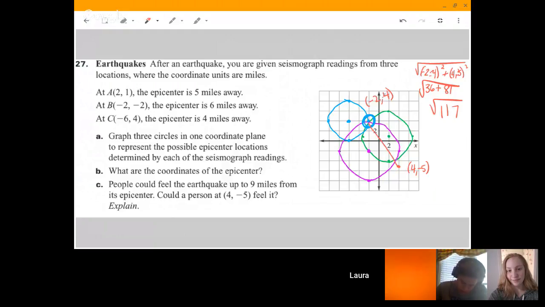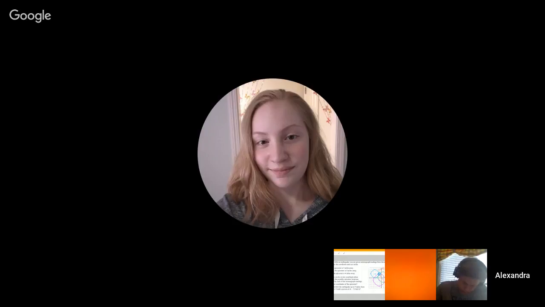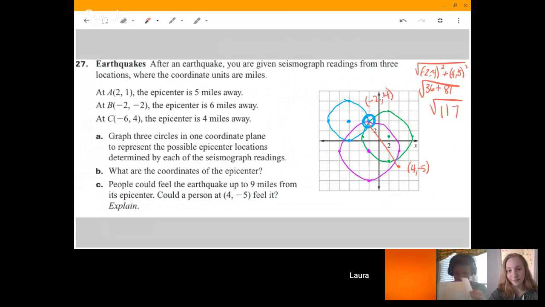Root 117. I don't know what it is, but I know it's more than 9 because the square root of 81 is 9. So could a person at that point feel it? No, don't think so.